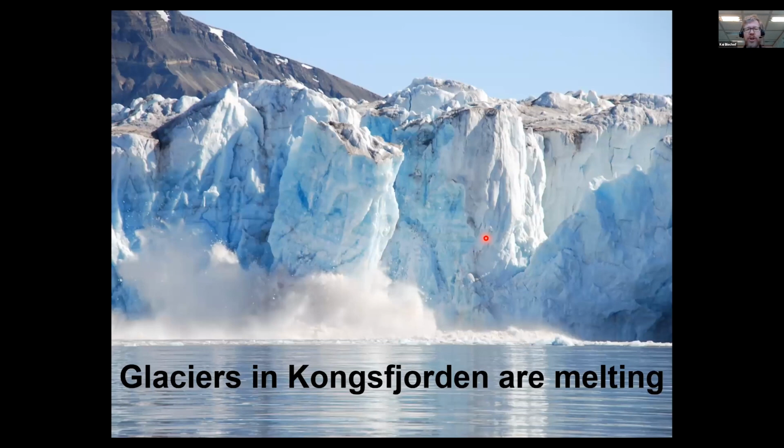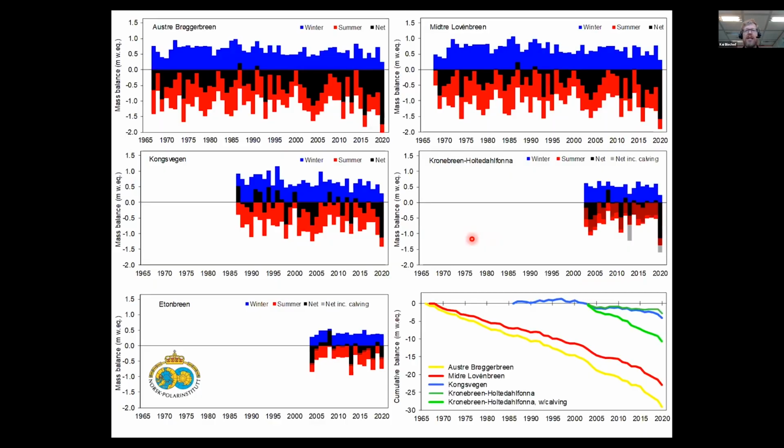Well, with temperature, of course, glaciers are melting, and the glaciers in Kongsfjorden are melting as well. And these are data provided by the Norwegian Polar Institute. If you look at this graph here, you see all the larger glacier systems, all the larger glaciers inside Kongsfjorden are indeed retreating and losing their masses.